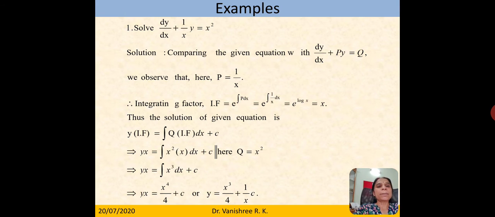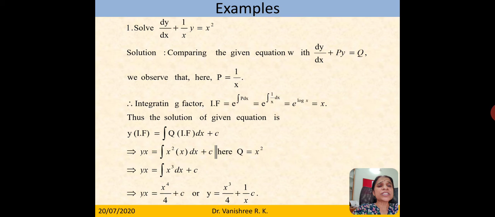So let us solve this example. Solve dy by dx plus 1 by x into y is equal to x square. You can clearly compare this equation with dy by dx plus py is equal to q, and you can see that it is already in that form. So you can easily get your p and q. Comparing, you know that p is 1 by x. So in the first step we saw that it is in the form dy by dx plus py is equal to q, and identified p, identified q also.